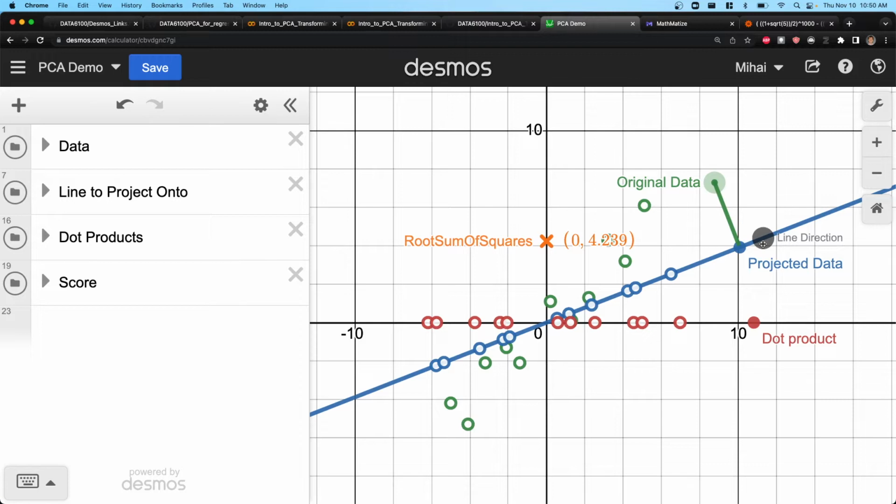Theta is the angle between x and L. Okay, so this is projections.